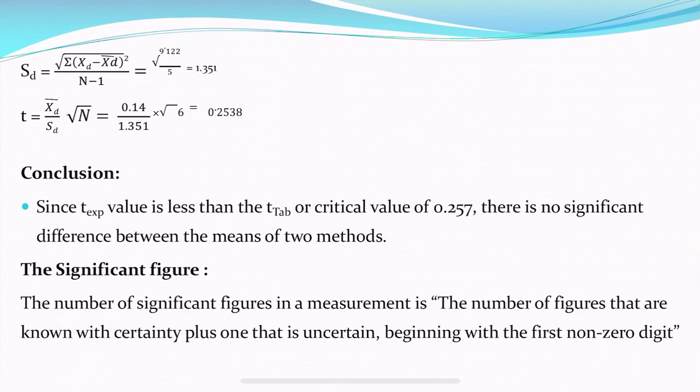So, if there is no significant difference, then both the methods, that is the new method and the standard method, can be accepted. This is how we come to the conclusion, whether the new method or the standard method, both are acceptable or not. Or suppose there are any determinate errors in the new method, that can also be found out by performing the student t test, or simply called the t test.